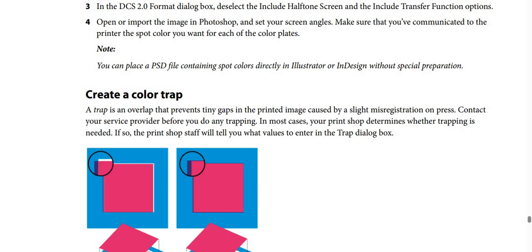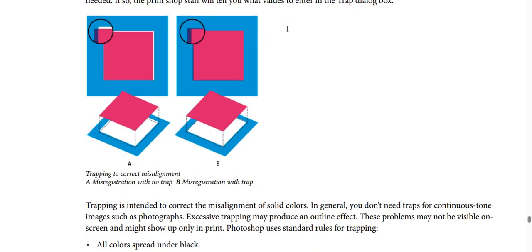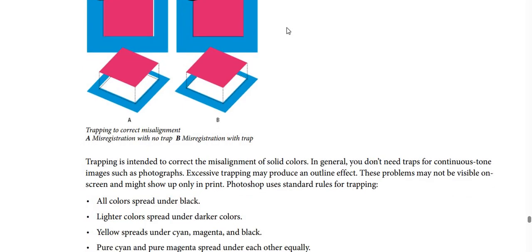In most cases, your print shop determines whether trapping is needed. And if so, the print shop staff will tell you what values to enter in the trap dialog box. Like the next image now. The next screenshot explains trapping to correct misalignment, with A meaning misregistration with no trap, and B meaning misregistration with trap.